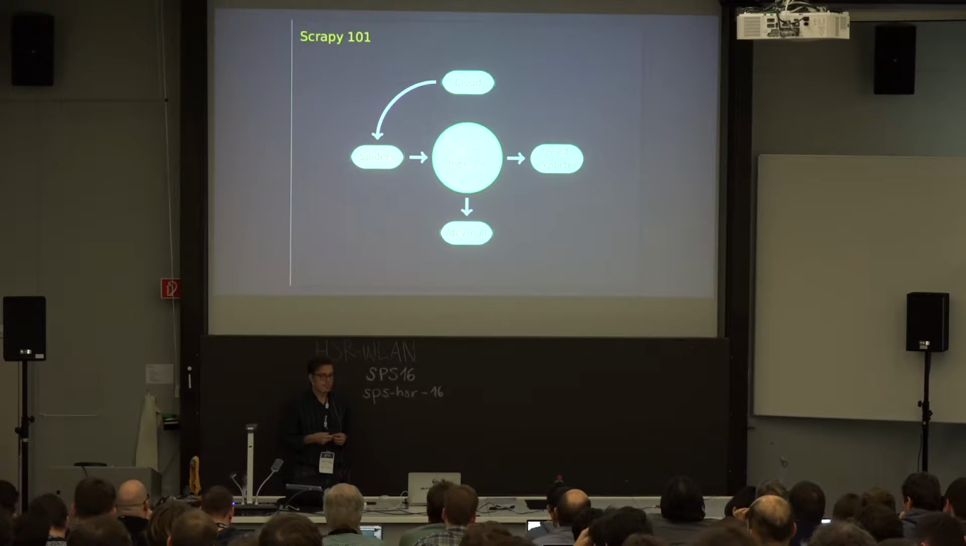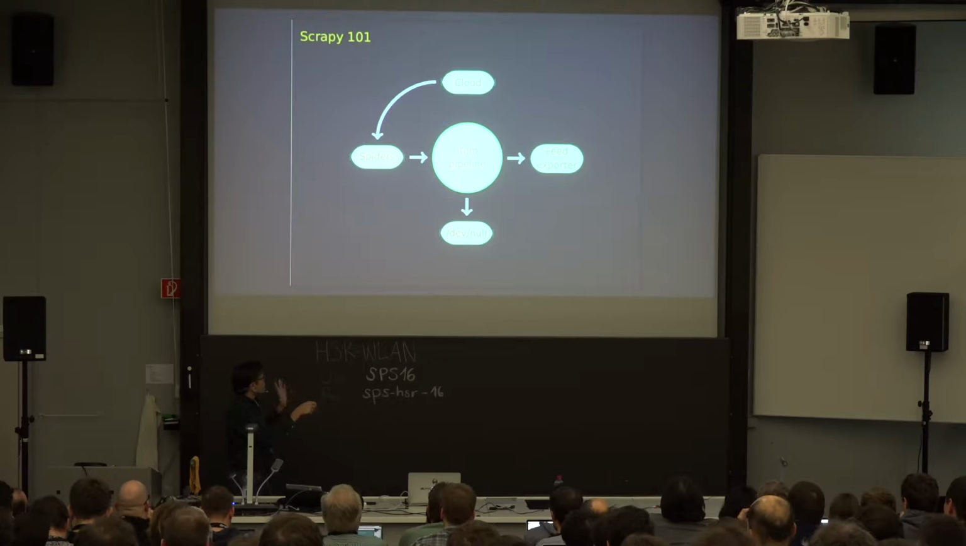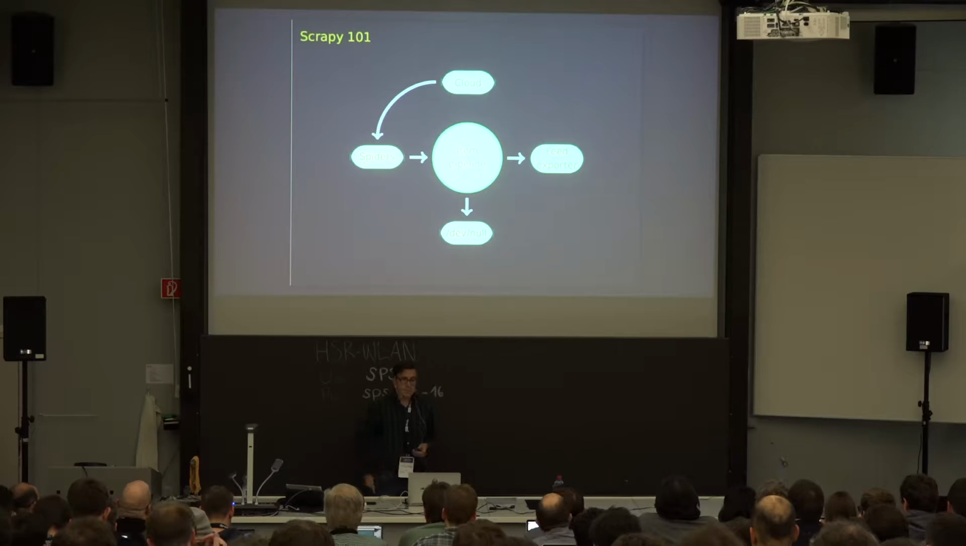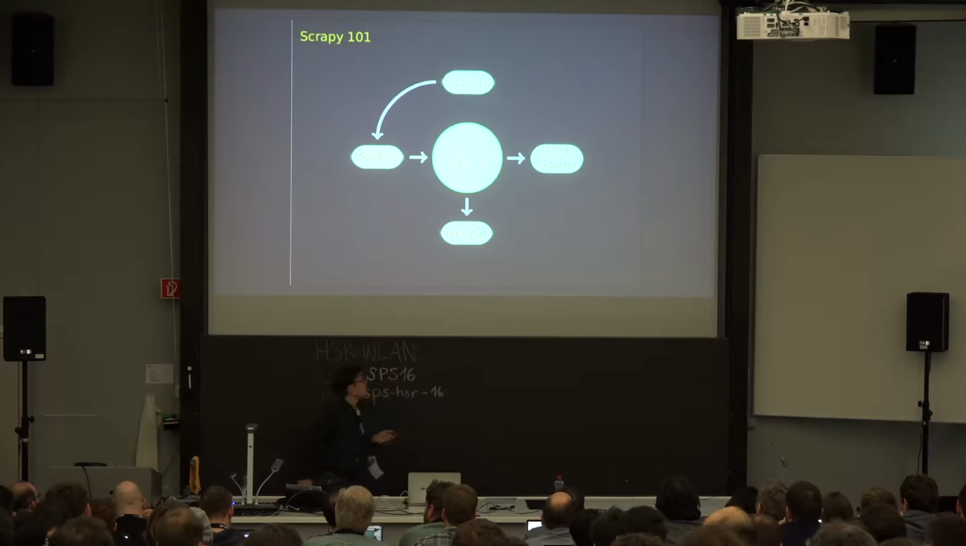Then in the item pipeline, you can choose to send them to /dev/null if you don't need these results. For instance, if they are not valid or they are not of interest based on your individual criteria. If the items are valid, then they will go to the feed exporter, and the feed exporter allows you to export the items as JSON, XML, CSV, whatever you like. So these are the basic building blocks of Scrapy.